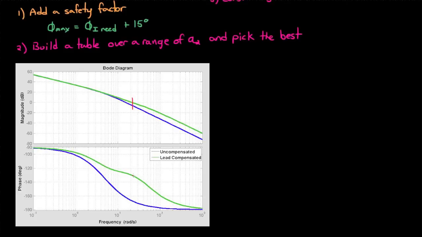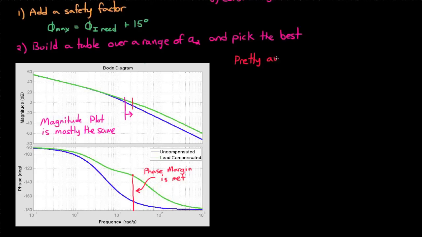So again, we find the gain crossover frequency, and now you can see that the phase at that frequency has increased a lot. In fact, our phase margin is met. It is greater than 48 degrees like we wanted. And the other good news is that the magnitude plot looks pretty much the same, except for high frequencies. And we've only barely moved that gain crossover frequency to the right a little bit. So it all worked out, which is pretty awesome.